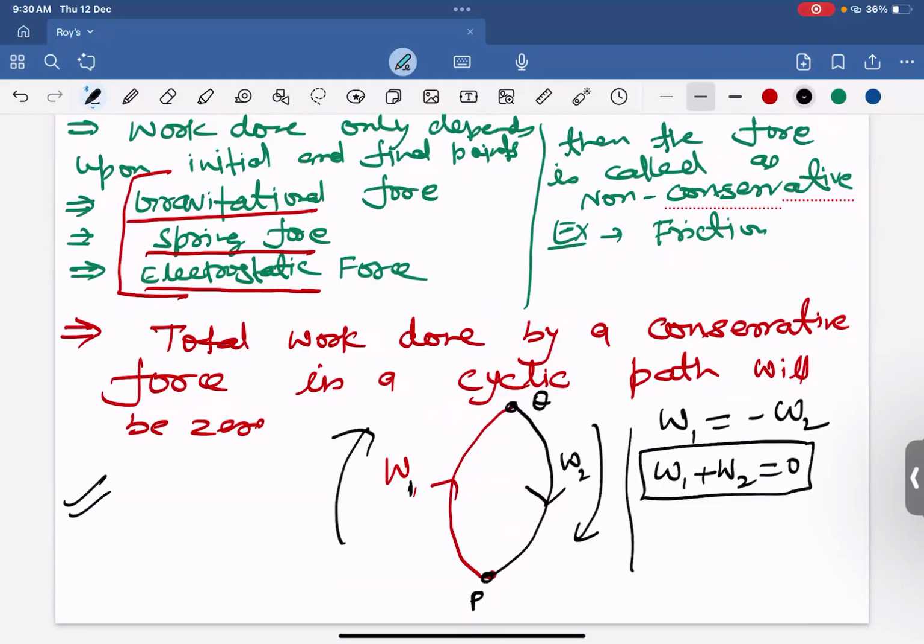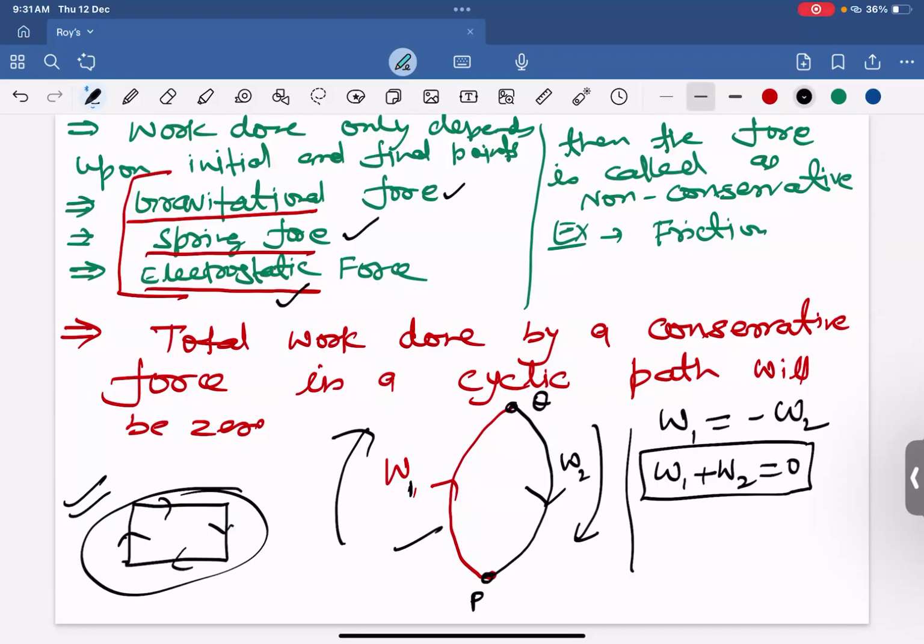So for any kind of conservative force, whether you are dealing with gravitational force, spring force or electrostatic force, if the path is closed, meaning cyclic, it can be like this or like this, then in that case we can say that the total work done is always zero.